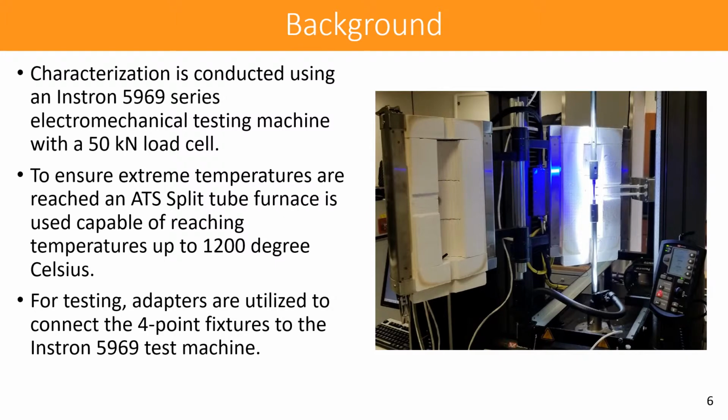Now that we understand the testing method and standard that we'll be following, I'll go over the equipment that we'll be using. For characterization of these materials, we'll be using an Instron 5969 series electromechanical testing machine with a 50 kilonewton load cell. To ensure extreme temperatures are reached, an ATS split tube furnace is used that's capable of reaching temperatures of 1200 degrees Celsius. And for testing, adapters are utilized to connect the 4-point fixtures to the Instron 5969 test machine.